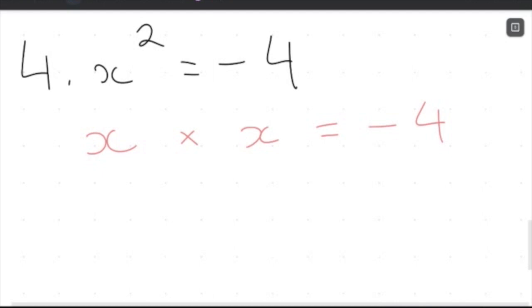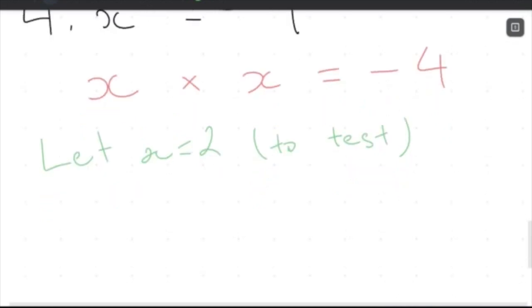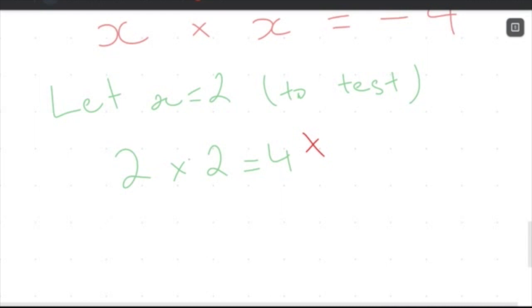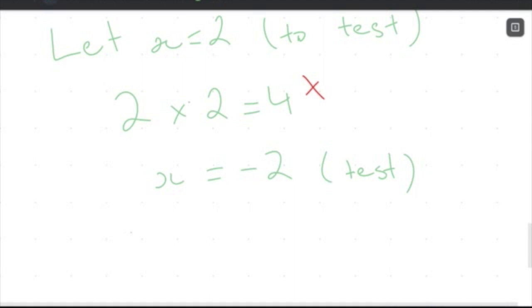Because take, for example, let's say we let x equals 2. So this is just to test. If I had x equals 2, 2 times 2 gives me 4. So that's not a solution because I need -4. All right, what's the only other combination we can think of? Let's let x equal -2. So we're going to let x equal -2, and we're going to test this again. Well, -2 times -2, I have a double negative happening here. So I'm still going to get +4.